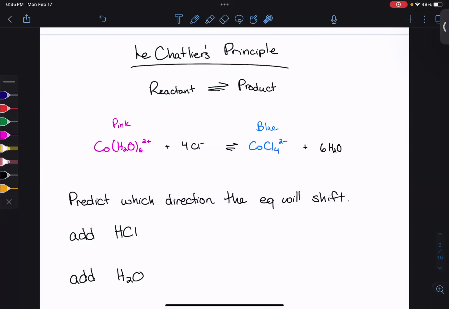All right, so I'm gonna add HCl, it's gonna turn a color, let's see. Wow, yeah, see, it's blue. All right, so that's our cobalt chloride compound. Okay, what am I adding next? Water. Water is a product. So which way, what color should it turn? Pink.